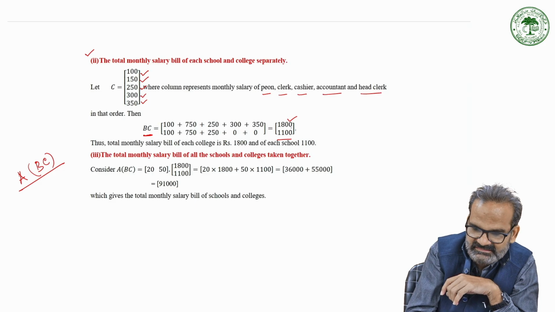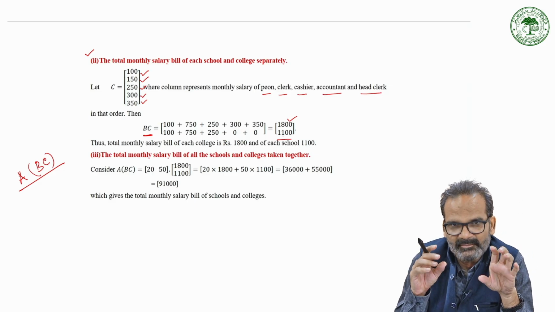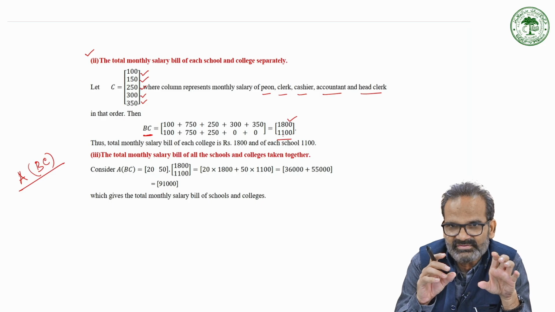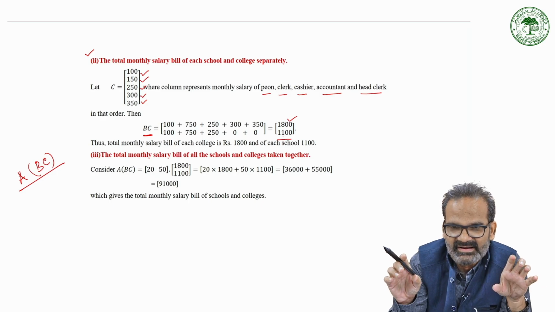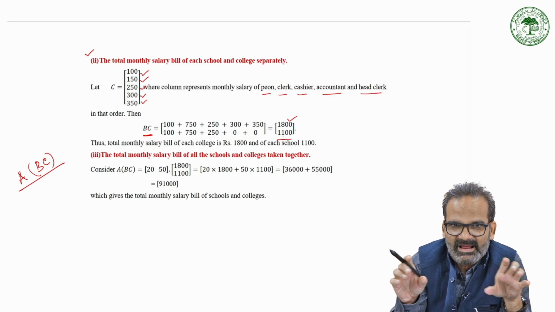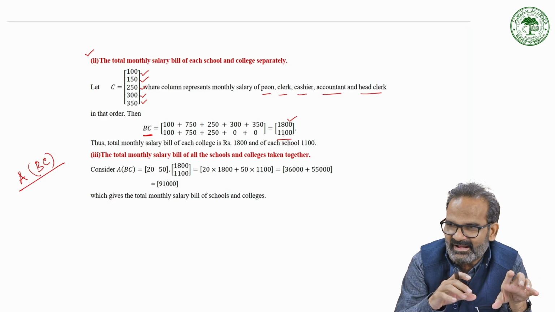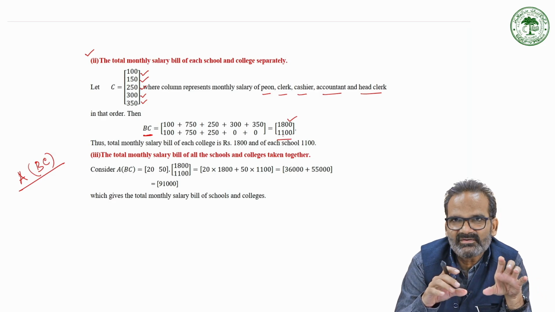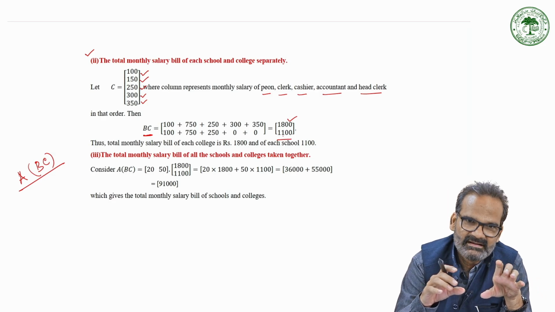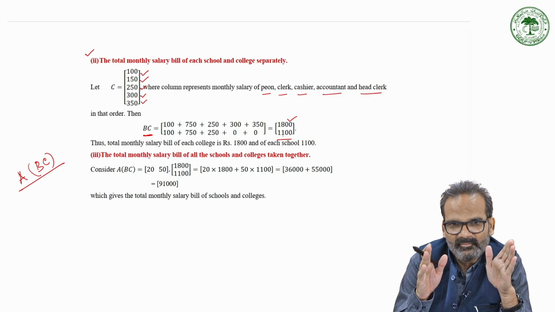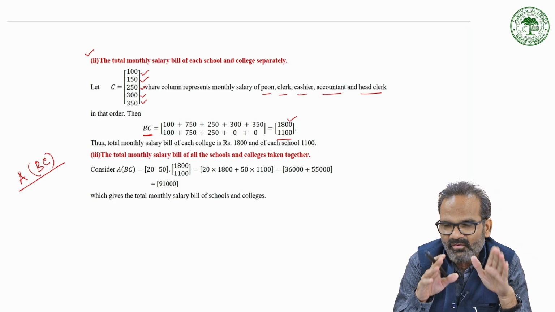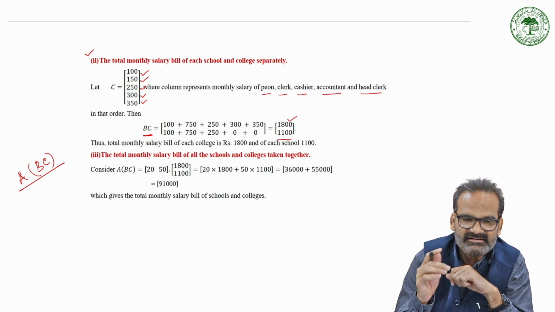So this matrix 1800, 1100 simply represents the total monthly salary bill of each college and school separately. If we multiply this separate amount with the matrix A, which represents the number of schools and colleges, we get the total monthly salary bill of all these schools and colleges taken together.